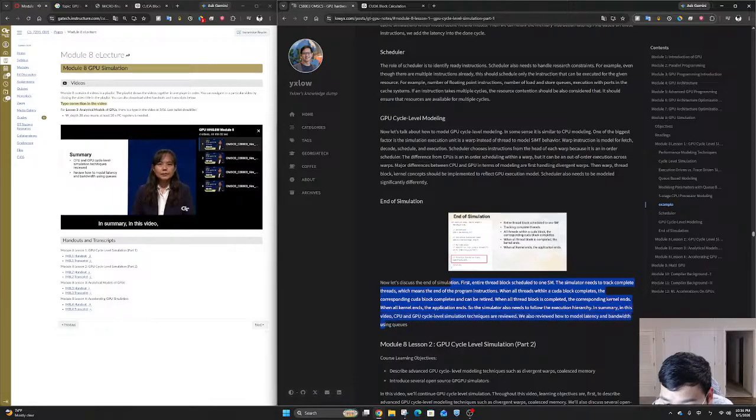In summary, in this video, CPU and GPU cycle-level simulation techniques are reviewed. We also reviewed how to model latency and bandwidth using queues.